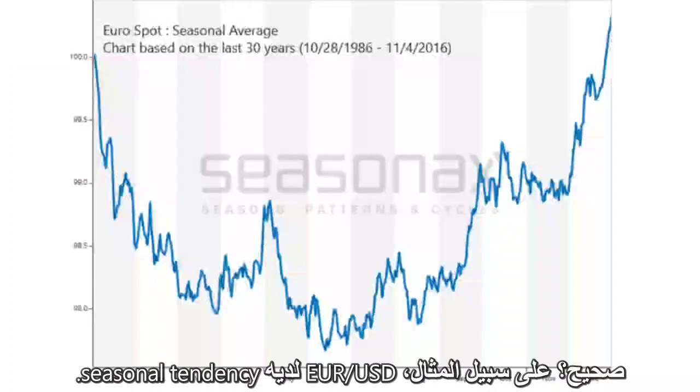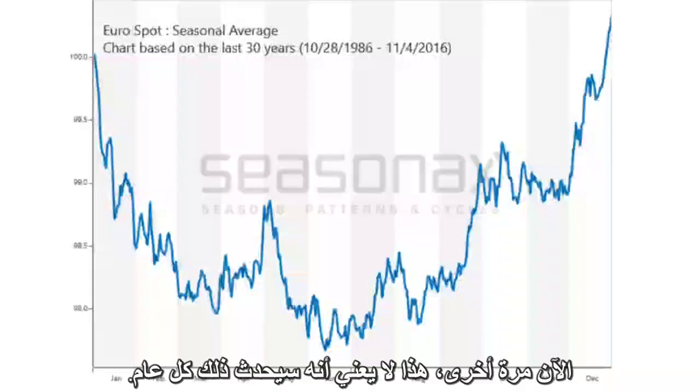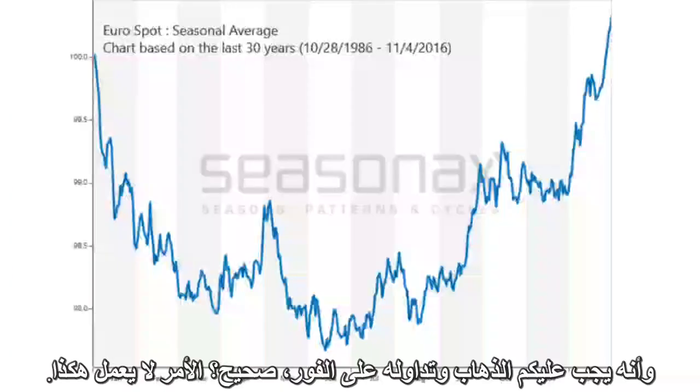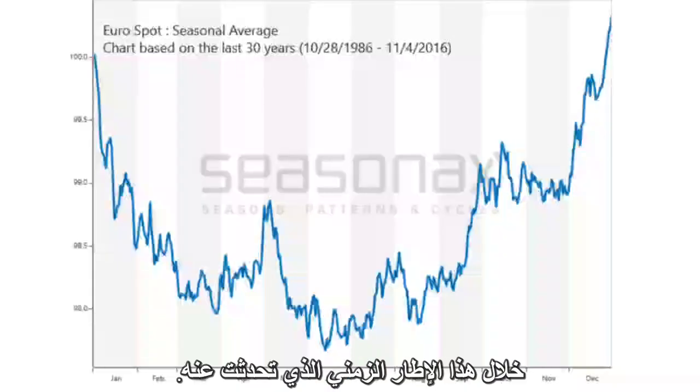For example, EURUSD has a seasonal or periodic tendency to form bearish price action from January to March, right? Now again, it doesn't mean that it's going to do that every single year and that you should go and trade it right away. It doesn't work like that. But what it does show is that more often than not, EU forms bearish price action throughout this time frame that I talked about.